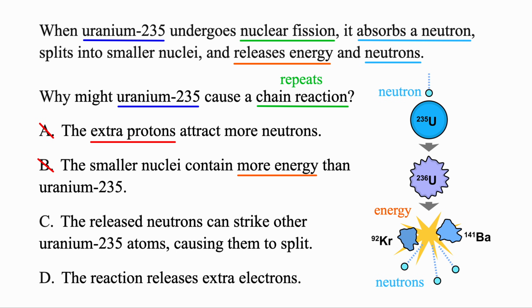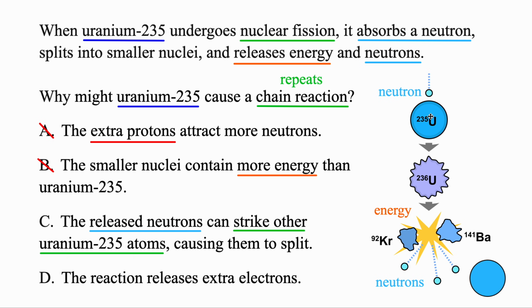The third one, the released neutrons. Do we have those? Well, we definitely do. We've got 3 released neutrons at the end here, so that checks out. Those can strike other uranium-235 atoms, causing them to split. Is it possible that these strike other uranium-235 atoms? Well, let's say that there's one right here. One of these neutrons could get absorbed by it, and that actually would start the process all over again.